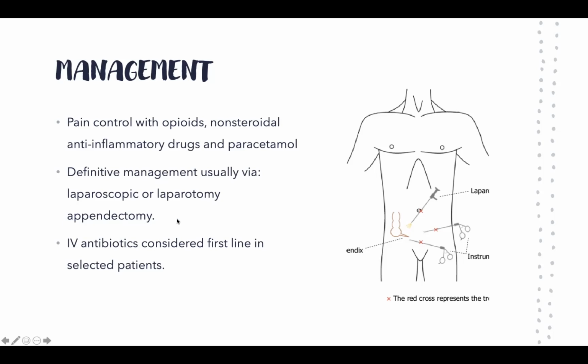Usually antibiotics are used in combination with this management. Using IV antibiotics by themselves is considered first line in only a selected number of patients. While antibiotics by themselves are shown to be quite effective in managing appendicitis, there is a higher rate of recurrence, and therefore it should be selected on a case-by-case basis.